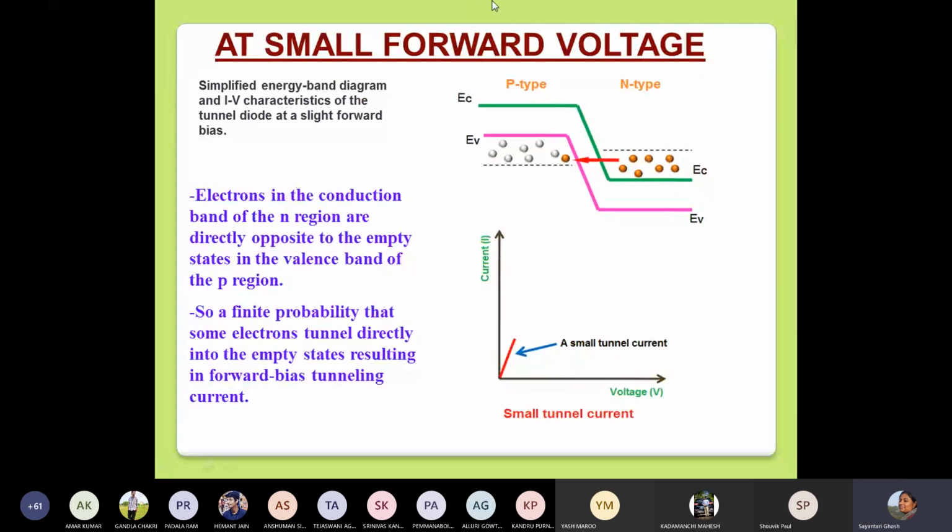As soon as I apply a small positive bias, the Fermi level breaks. The Fermi level is not the same on both sides anymore. Fermi level goes up in case of n-type and goes down in case of p-type. And now you can just imagine two trains passing each other where two windows are just facing each other continuously as you go on changing the voltage.